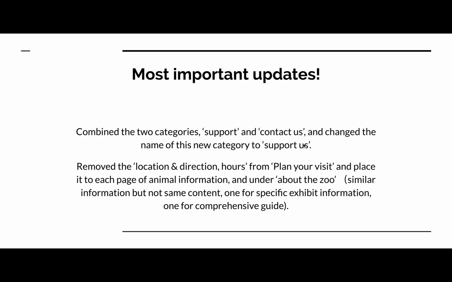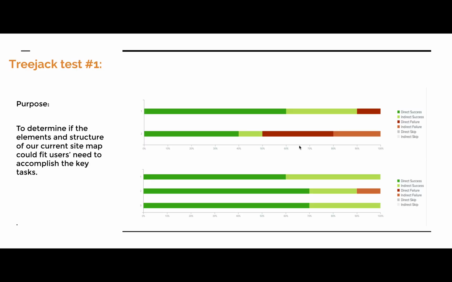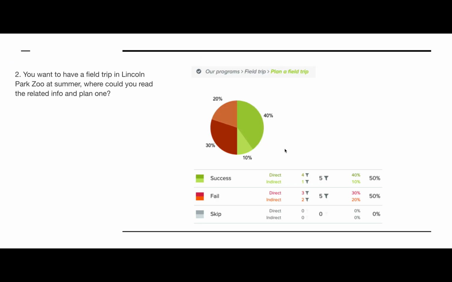After making those updates, I did the TreeJack test in order to determine if the elements and structure of our current sitemap could fit users' needs to accomplish the key tasks. I made 5 tasks for users to accomplish, and here's the result. As you can see, the second question is not that successful.